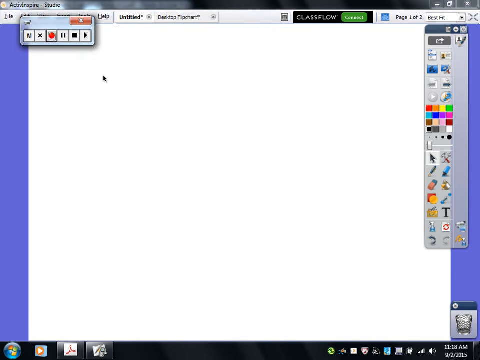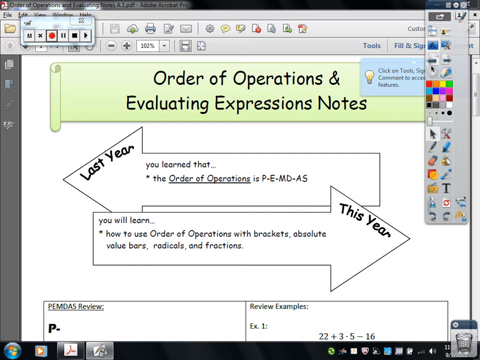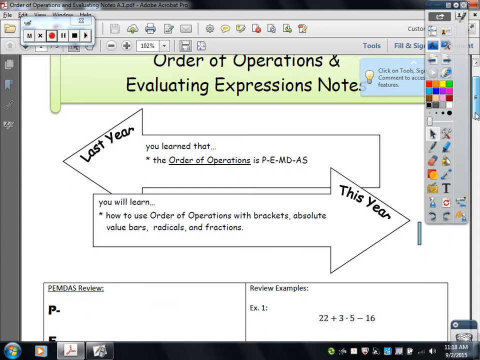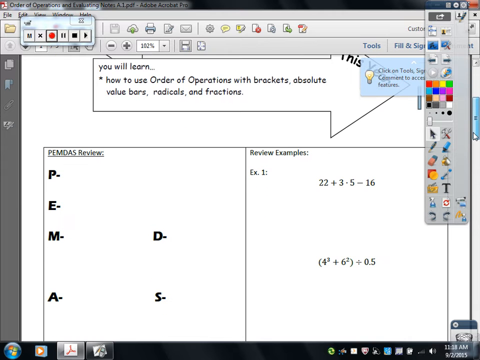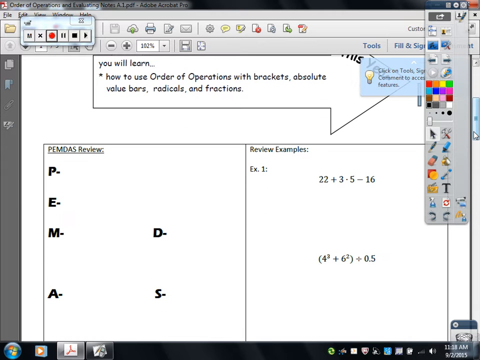Here we go. All right. So this is the first lesson. We're doing order of operations. Last year, guys, you learned order of operations is PEMDAS. And this year, you're going to learn that it's actually more than that. Included in order of operations, we're going to talk about brackets, absolute value bars, radicals, and fractions.